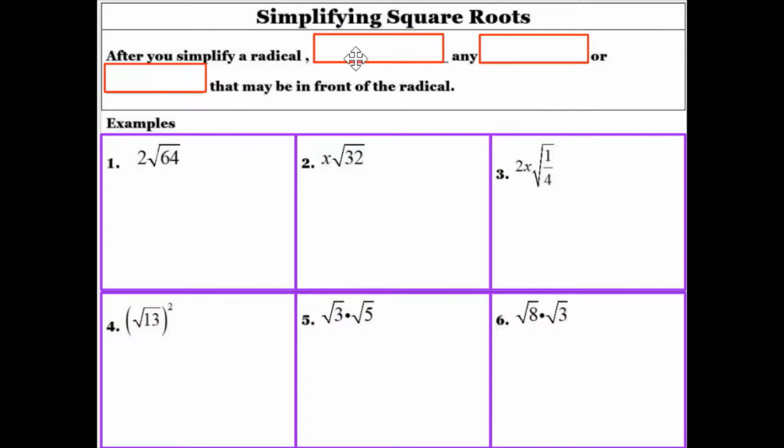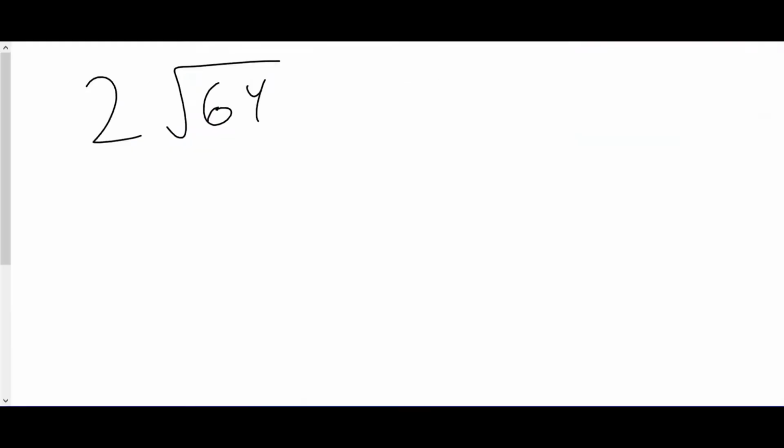After you simplify any radical, you want to multiply any numbers or variables that may be in front of the radical. So if you end up with multiple things in the front, you can multiply them together. Let's see some examples of that. Let's try this one. 2 times the square root of 64. Well, let's deal with the square root of 64. That's a perfect square, so that's nice. So it's 2, and then the square root of 64 is 8. When there's no symbol between two things, you're multiplying them. So this is 2 times 8, which is 16.